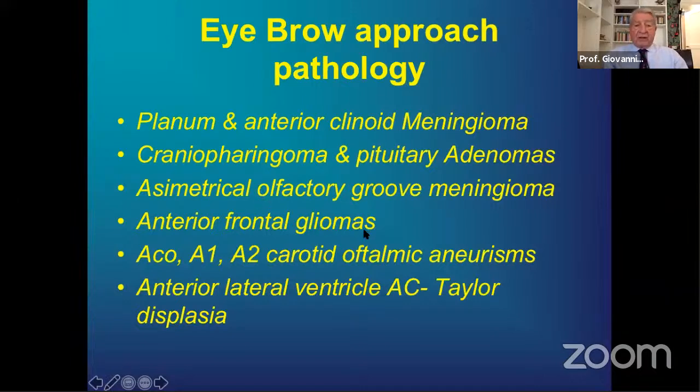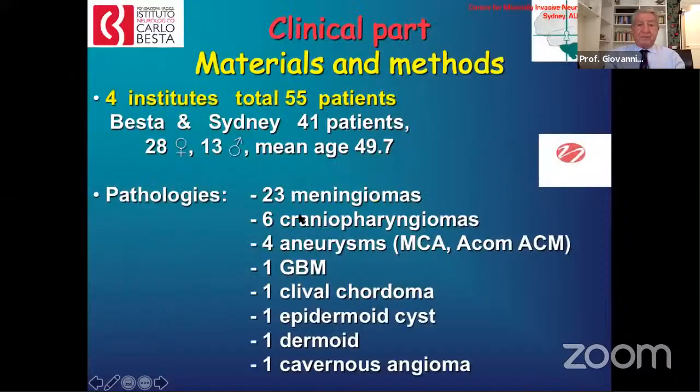Of course, frontal glioma, and I will show you some cases, some aneurysm, and one particular case is a cavernous angioma nearby the ventricle or thyroid dysplasia. That was the case that was nearby the ventricle. I will show you.